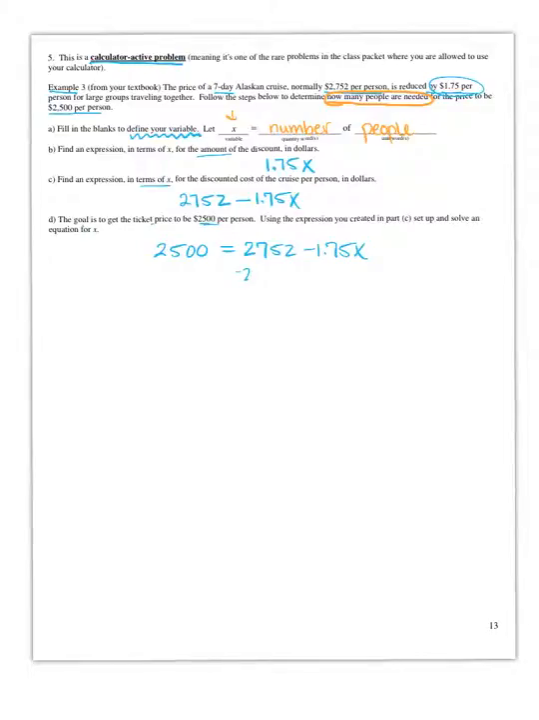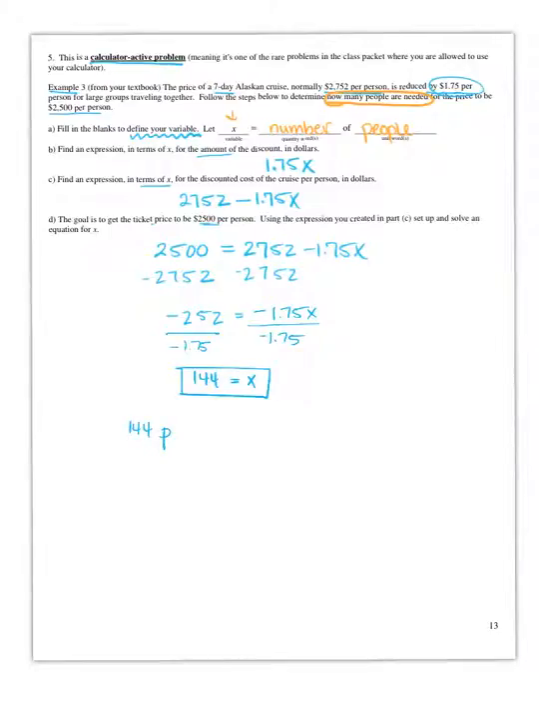So we'll subtract 2,752 from both sides. And then we'll be able to divide both sides by negative 1.75. We find out that X is equal to 144. So looking at the variable that we defined, X is the number of people we need. So we have 144 people we need for our price to be $2,500.